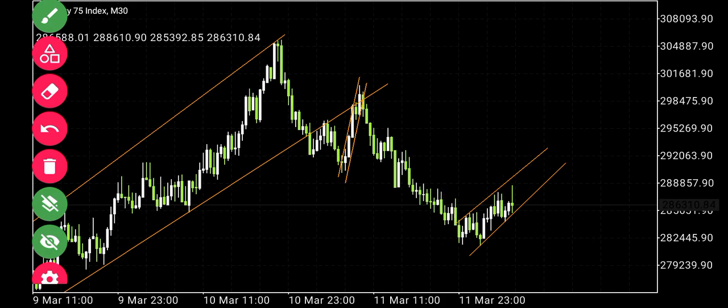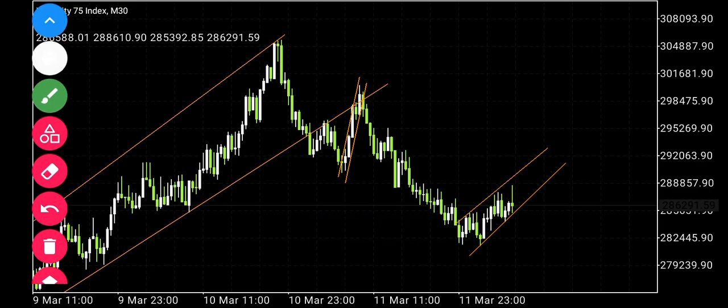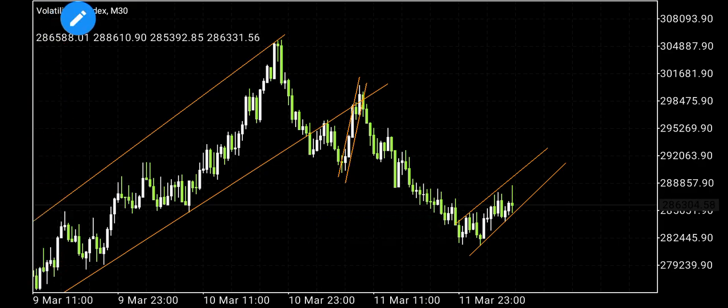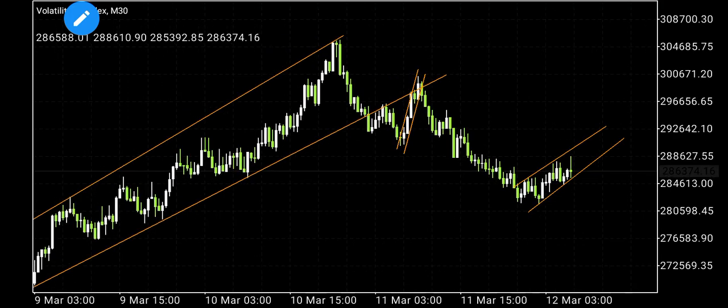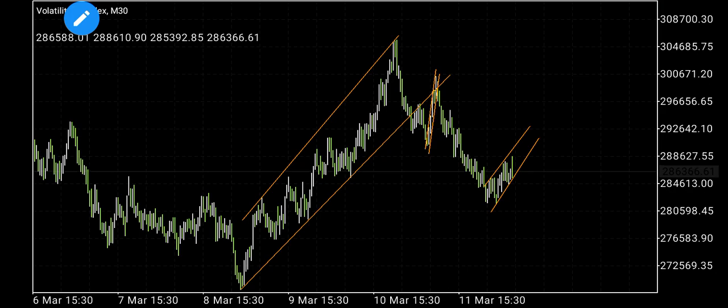All right, okay, so we have to be patient and wait for this setup so that we can take this trade together. All right, just make sure you keep it simple and clear.